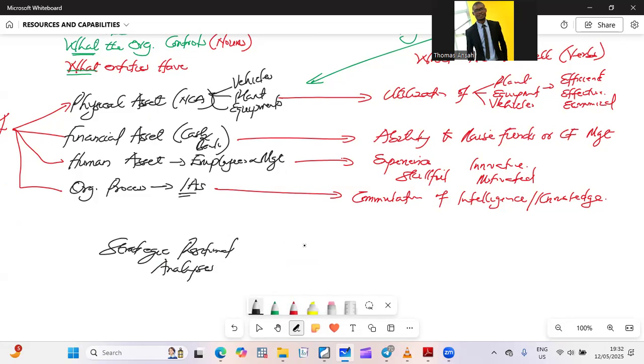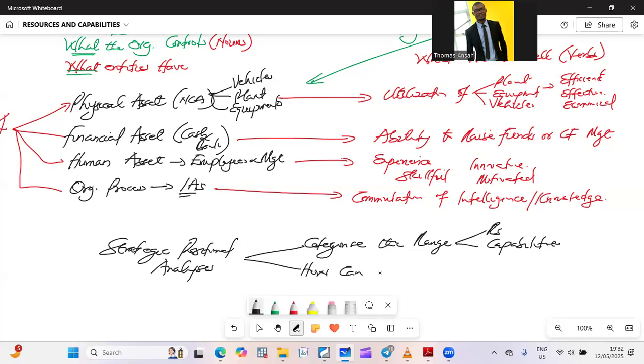You will have to categorize the range of the entity's resources and capabilities. You have to categorize them. You will do that, and you ask yourself, to what extent can they be a basis for competitive advantage? So that is it. This is what you are supposed to do in the exams.